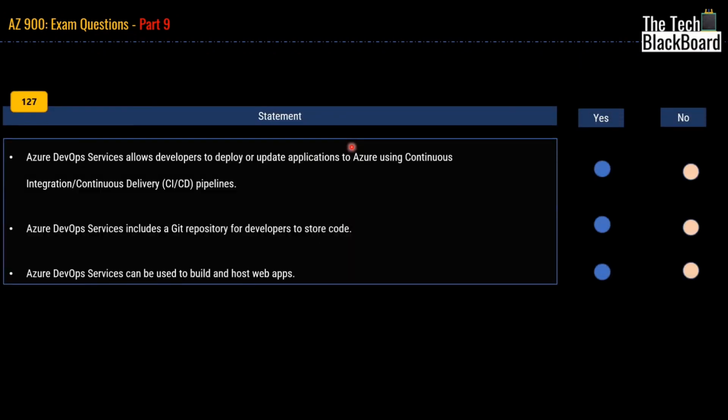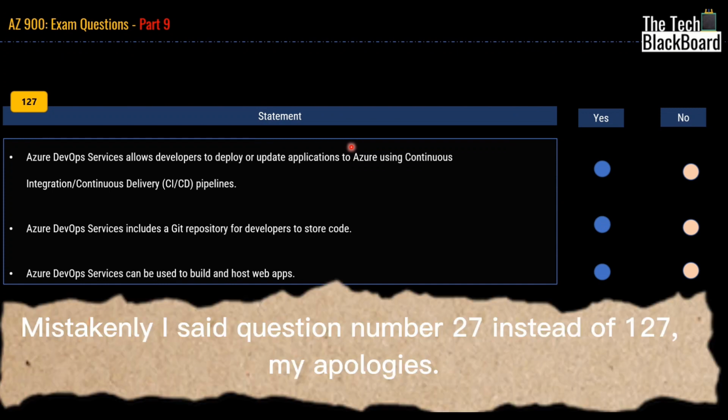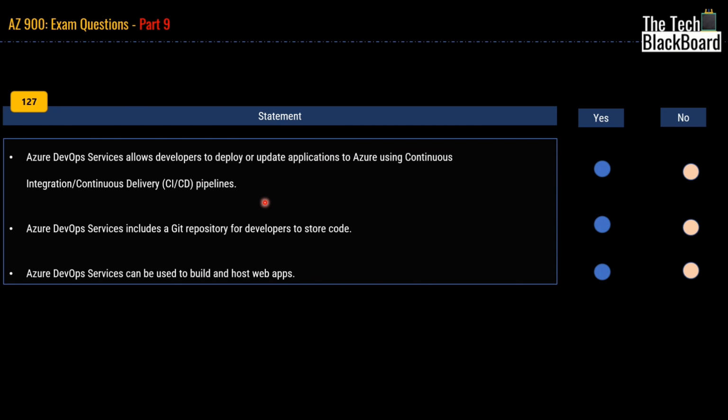Coming to question number 127 of our part 9. So this question gives you some statements that are related to Azure DevOps, and you have to tell yes and no for them. So let's read out the first statement. The first statement says that Azure DevOps services allow developers to deploy or update applications to Azure using continuous integration, continuous delivery, CI/CD pipelines. The correct answer for this statement is yes.